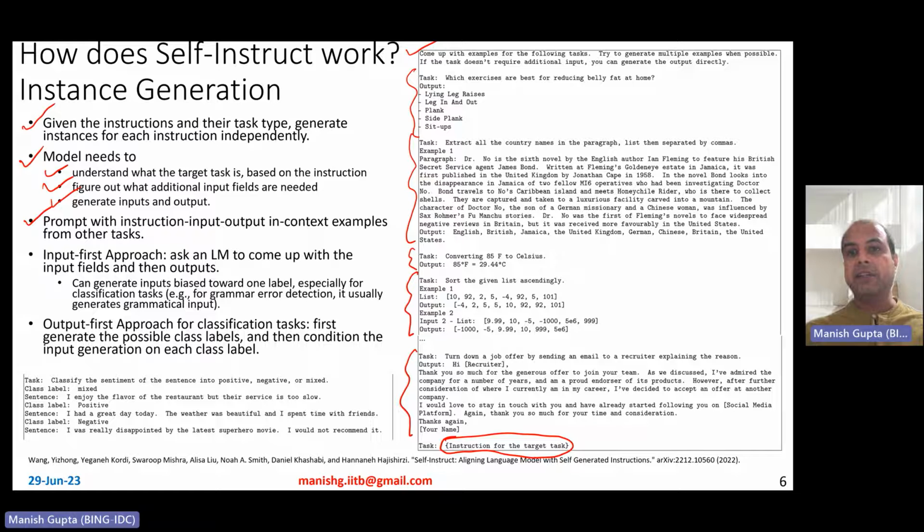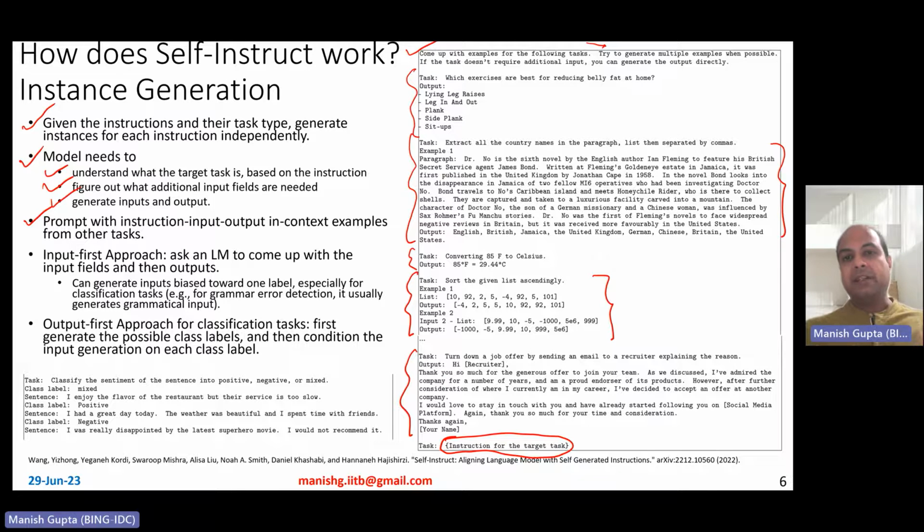Second, you basically ask it to generate multiple examples when possible. So you don't really tell it to generate only one example. It can generate multiple examples. In fact, in the few-shot itself, you give either one example, or you can actually give more examples. For example, here 2 examples are given in the same task, in the same few-shot exemplar for that matter.